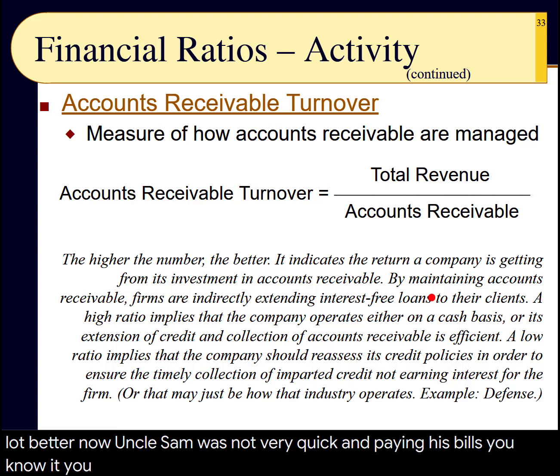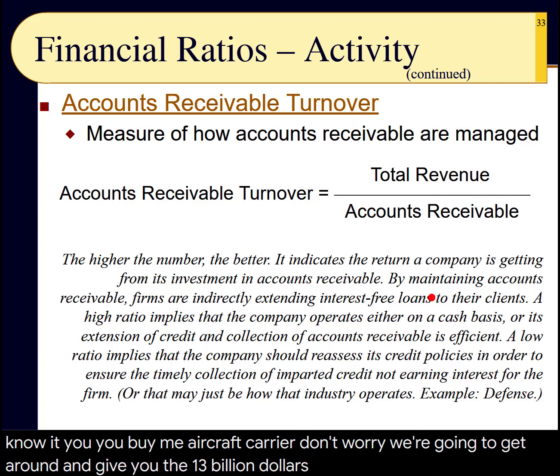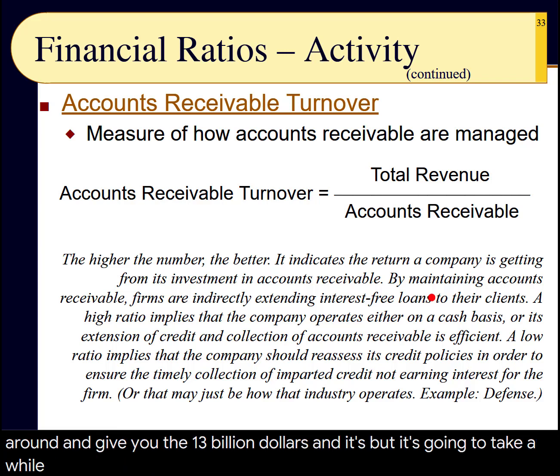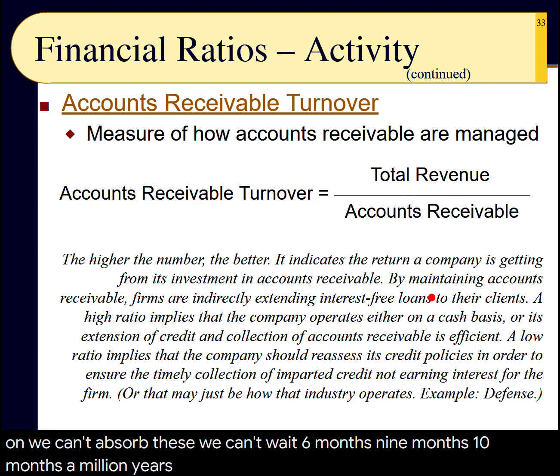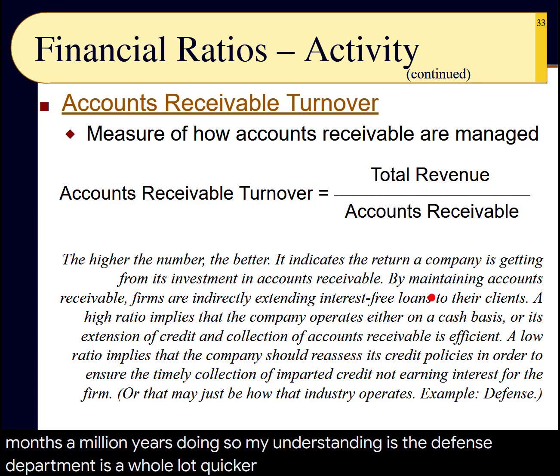You buy an aircraft carrier, don't worry, we're going to give you the $13 billion, but it's going to take a while. Well, these small companies said, no, you can't do this to us. Come on, we can't wait 6 months, 9 months, 10 months, a million years to pay us. And so my understanding is the Defense Department is a whole lot quicker in paying their debts now.